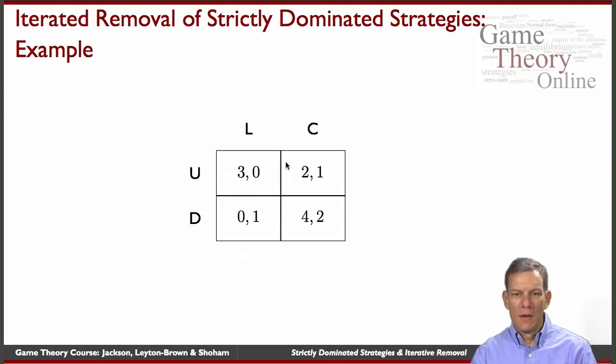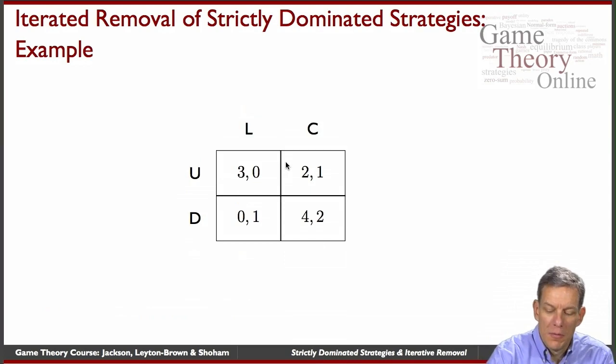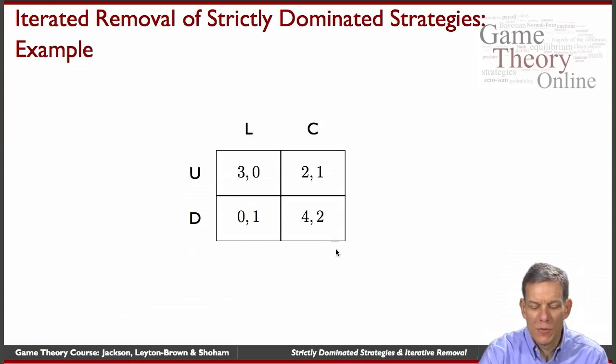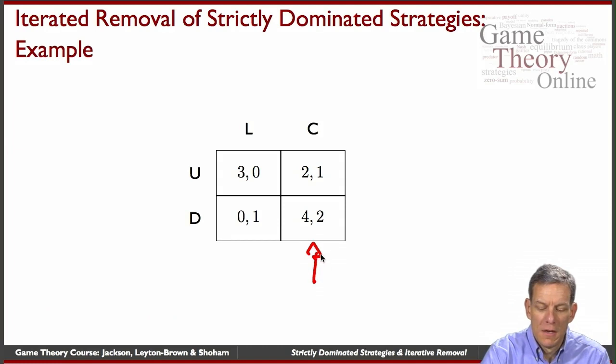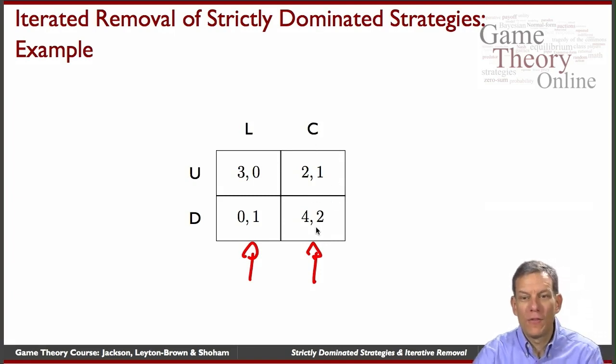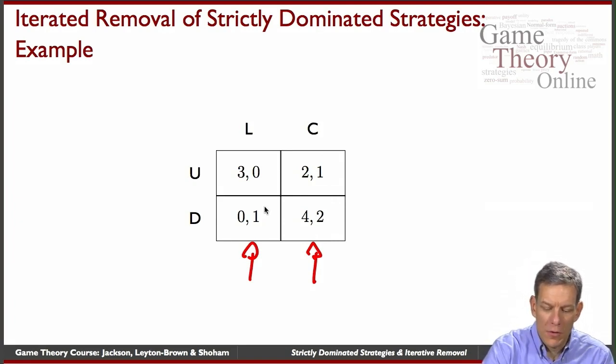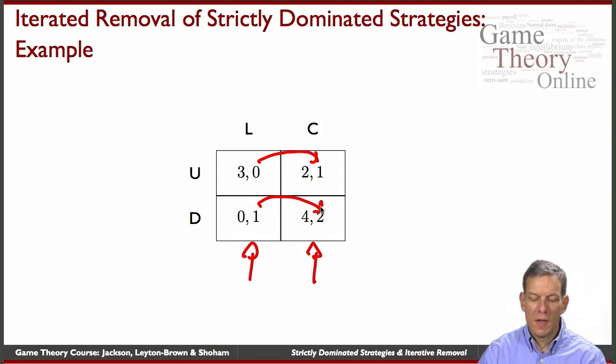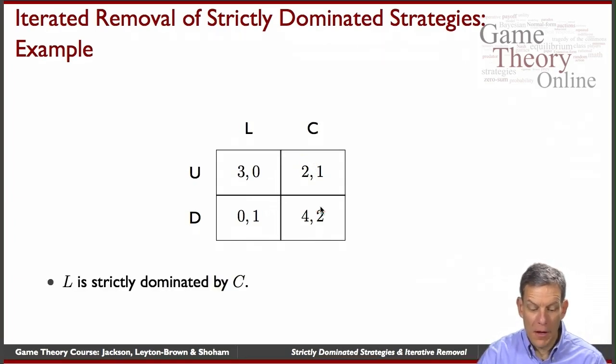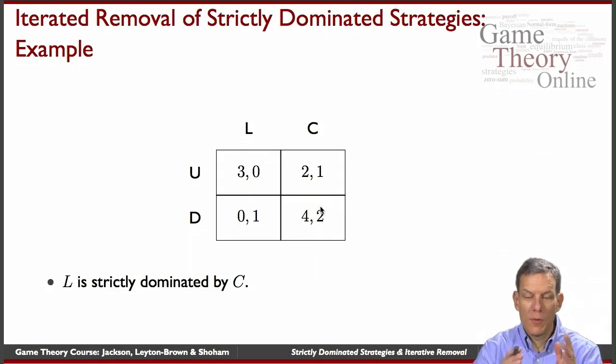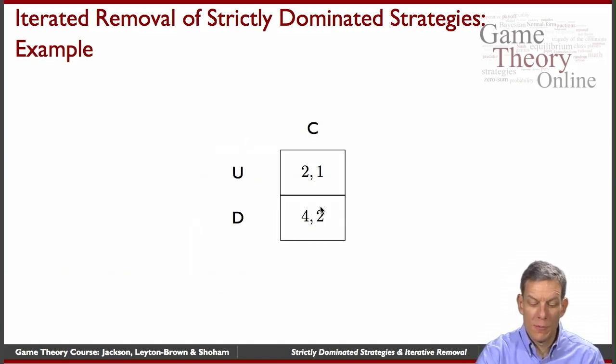So now we're iterating. We've got a simpler game. Now we see that once we've done this removal, C dominates L, right? So the column player would always be better off playing C than L in this game. The payoff is always higher playing C than playing L. So L is strictly dominated by C. We can get rid of L. Simplify the game further. You can see where this is going. Boom, we're down to a very simple game.